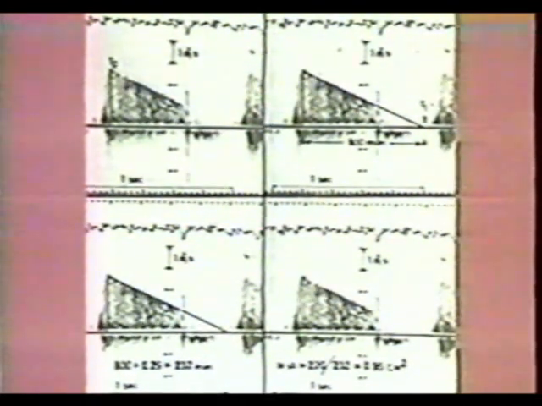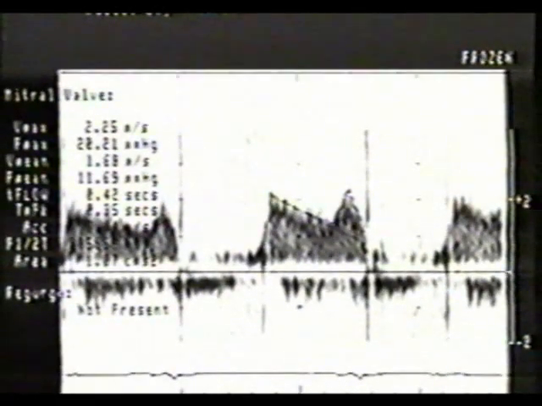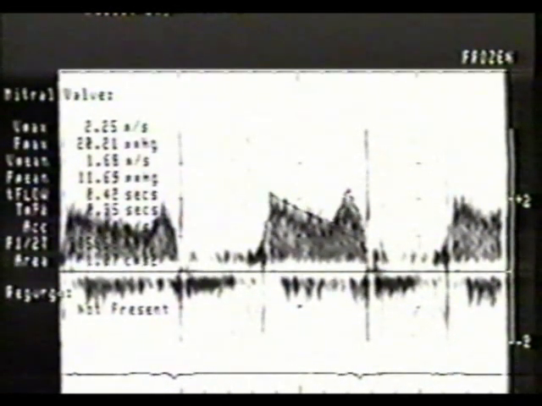We now divide the constant 220 by our pressure half-time, 232, to determine the mitral valve area, 0.95 square centimeters. Measurements of mitral gradients and mitral valve area have been greatly simplified by software packages that are available on many echo instruments.